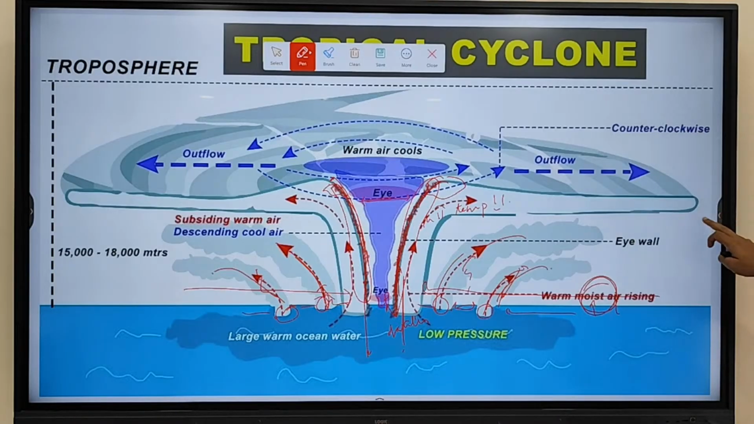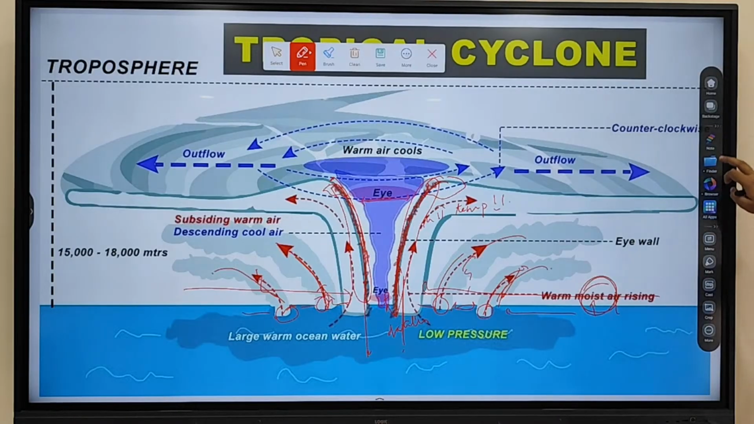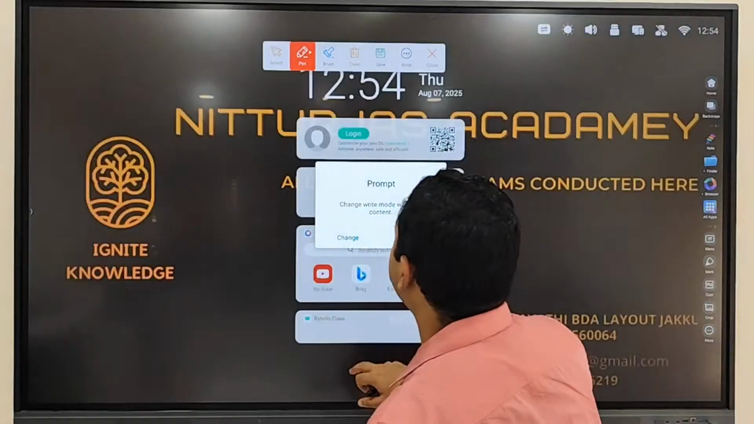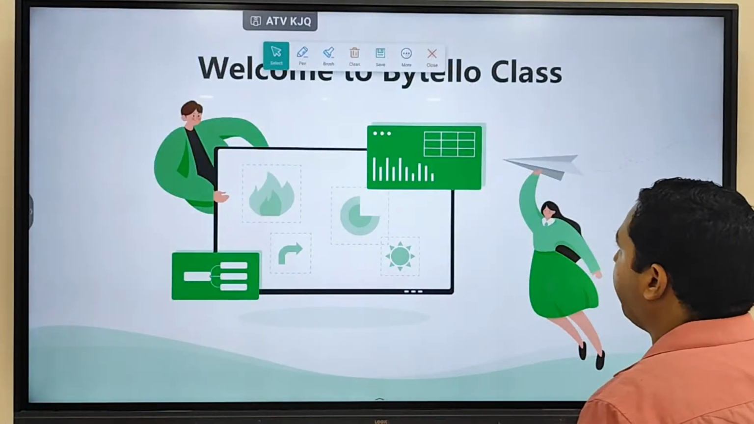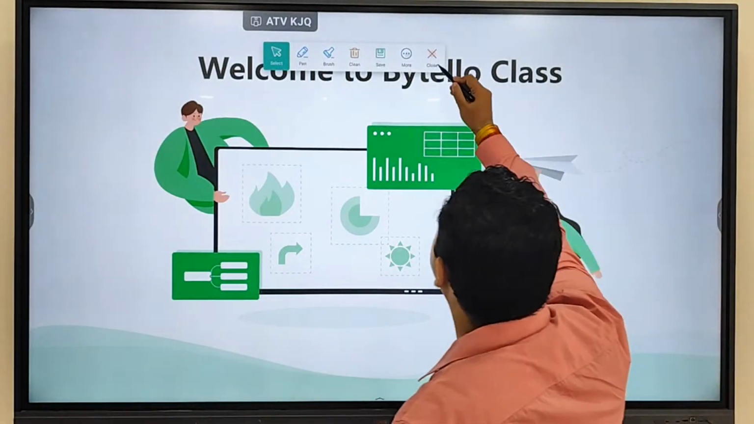So that's why the formation of a tropical cyclone we also study in different stages.